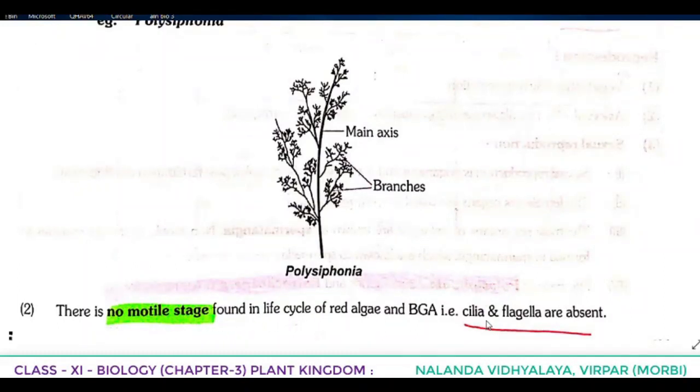There is no motile stage found in the life cycle of red algae and blue-green algae. That is, cilia and flagella are absent. In the case of Rhodophyceae, when we are discussing regarding the motility or movement, there is no motile stage found in the life cycle of red algae and blue-green algae. Why? Because they are not at all having cilia and flagella.